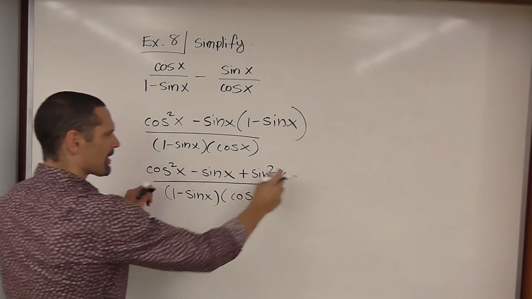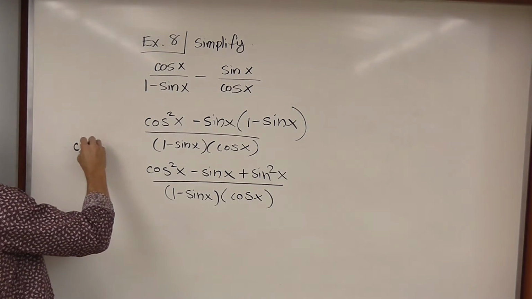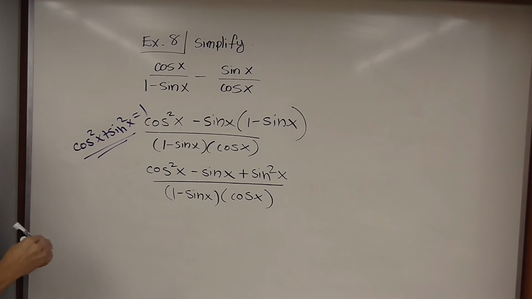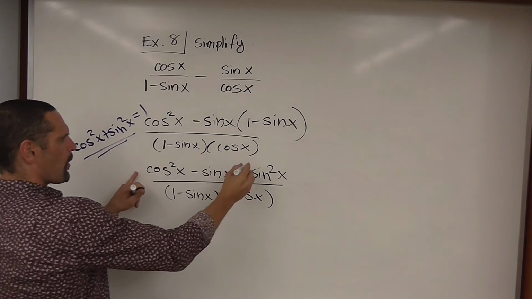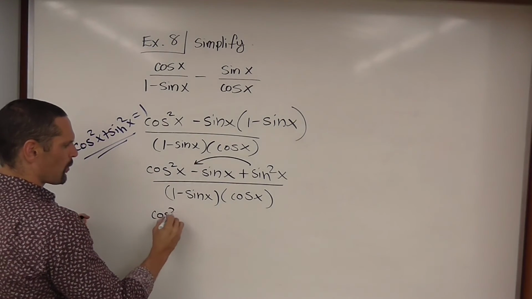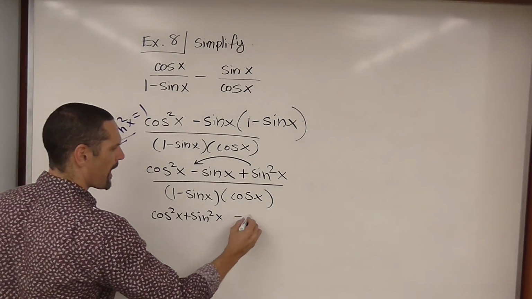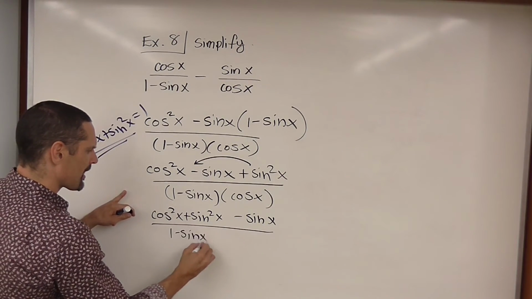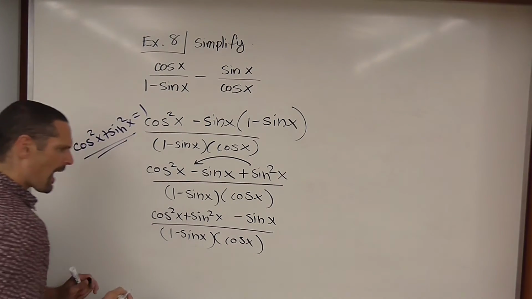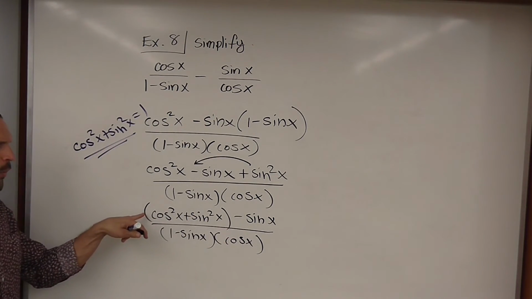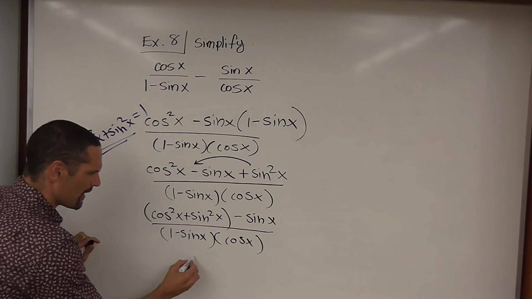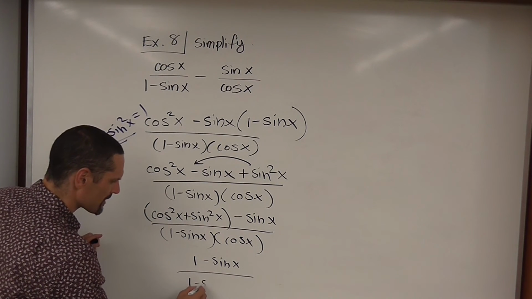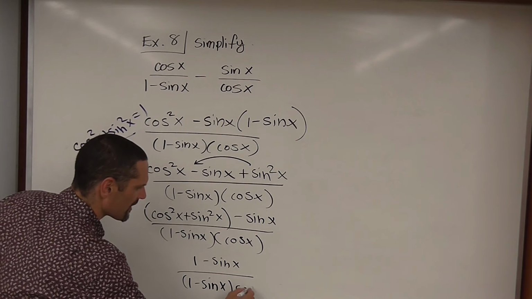Now, recognize here that we're setting up an identity. We do know that cosine squared x plus sine squared x equals 1. So if we could ever find cosine squared x plus sine squared x, we can substitute 1. Well, let's move this guy over: cosine squared x plus sine squared x minus sine x. I've reorganized the numerator over 1 minus sine x times cosine x. Now, look here. Cosine squared x plus sine squared x is 1. So 1 minus sine x. I've replaced this with 1 over 1 minus sine x cosine x.